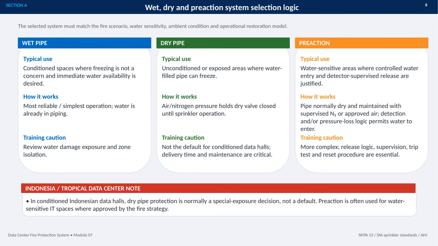Preaction is suited to water-sensitive areas where controlled water entry and detector-supervised release are justified. It is more complex, so release logic, supervision, trip testing, and reset procedures must be clearly managed. For conditioned Indonesian data halls, dry pipe is generally a special exposure decision, while preaction may be appropriate for water-sensitive IT spaces when supported by the fire strategy. Final selection must align with NFPA 13, SNI standards, and the AHJ.